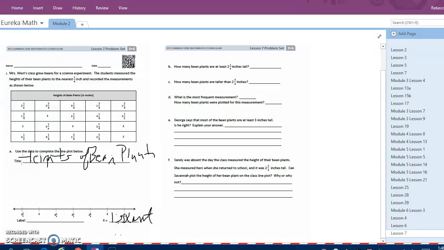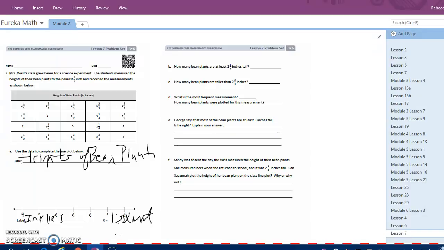Okay, and our label here is what these numbers on the number line actually represent. What does 1 3/4 stand for? Well, if we go back up here, that's the inches, okay? So we're going to label this inches. I-N-C-H-E-S. All right, so in order to make a line plot, all we're going to do is go through each measurement and put an X above that section.